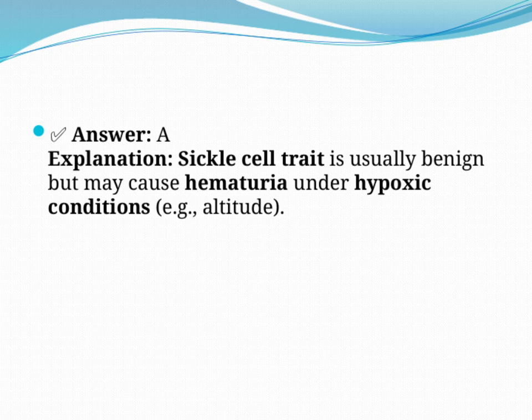So, even though most people with sickle cell trait are healthy and don't experience symptoms, it's important to be aware that in specific situations like hypoxia, they might develop complications like hematuria. This ties into our overall theme of understanding the different hemoglobinopathies and their clinical implications. Recognizing these triggers helps us manage patients better and anticipate potential issues, especially in situations where oxygen levels might drop.